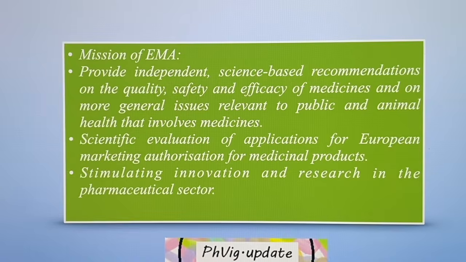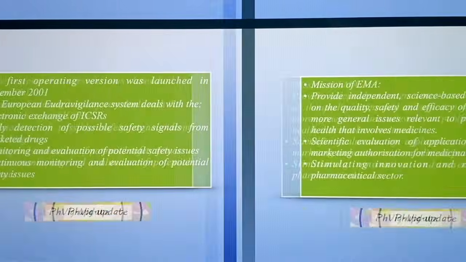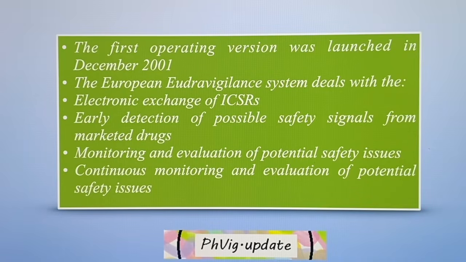EMA provides independent scientific recommendations on quality, safety, and efficacy and supports innovation in the pharmaceutical sector. EMA is responsible for centralized marketing authorization, allowing medicines to be approved across all EU countries. EudraVigilance is the EU system for electronic exchange of ICSRs, signal detection, and continuous monitoring of safety data. It supports early detection of safety signals and evaluation of potential safety issues.